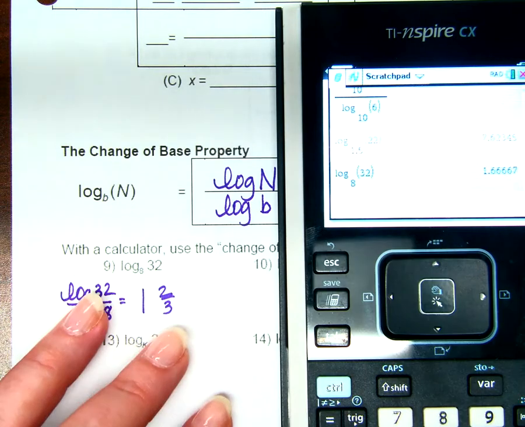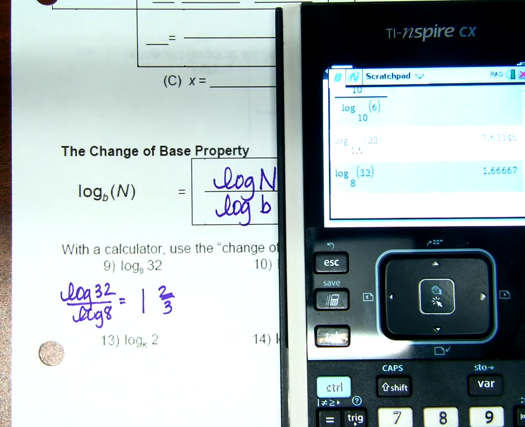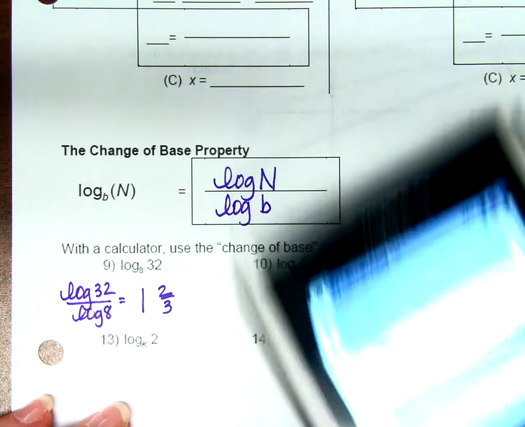Because these calculators will do different bases, right? But if we're at a point where we can't do that, we have a way to do it. Okay, change your base property.